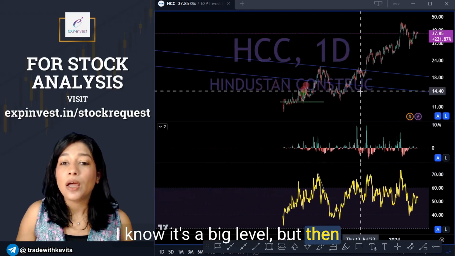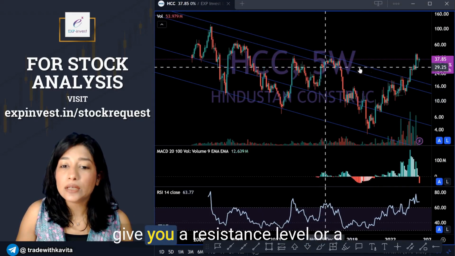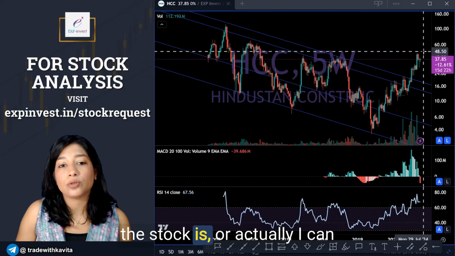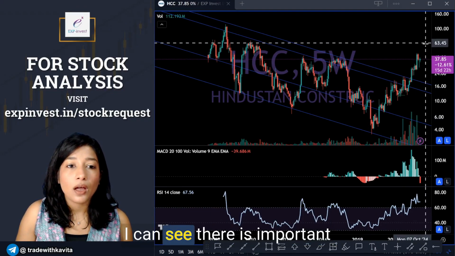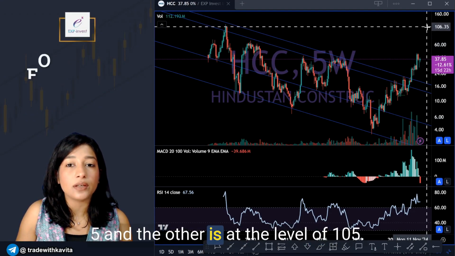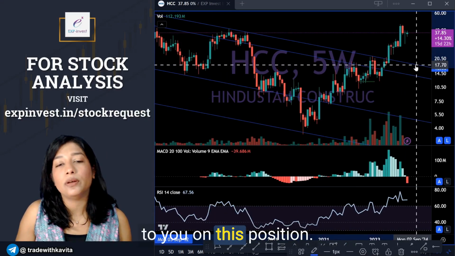I know it's a big level, but you are holding for the long term and you should continue to hold for the long term. It is not possible for me to give you a resistance level or a potential target level because the stock is, or actually I can see there is important resistance at the level of 61.5 and the other is at the level of 100. So those are the two target levels that I would recommend to you on this position.